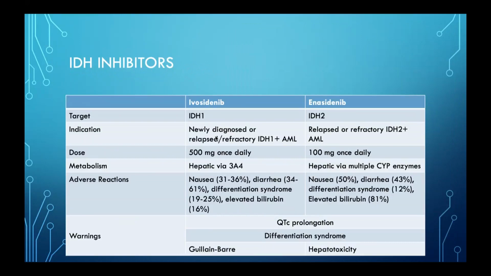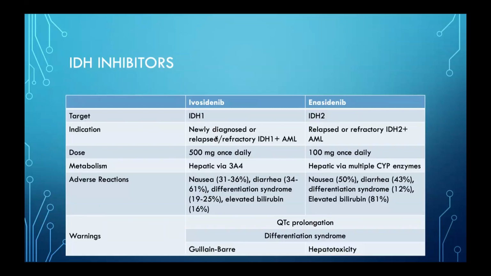So here's your comparison table. As you can tell by this point, I definitely love tables. And so ivosidenib is our IDH1 inhibitor, whereas enasidenib is our IDH2 inhibitor. Ivosidenib is approved in both newly diagnosed or relapsed refractory patients, whereas enasidenib at the moment is only in relapsed or refractory disease. Both are given once daily and metabolized hepatically via CYP3A4, so nothing too exciting or different there.